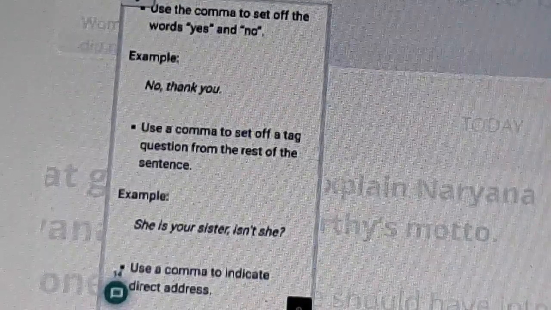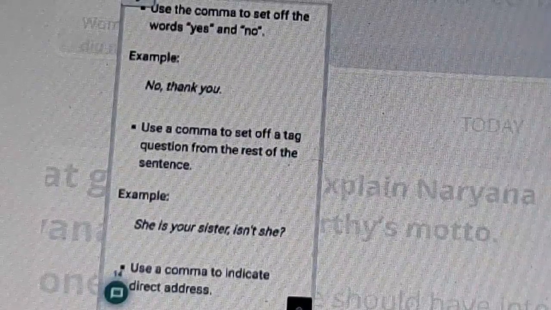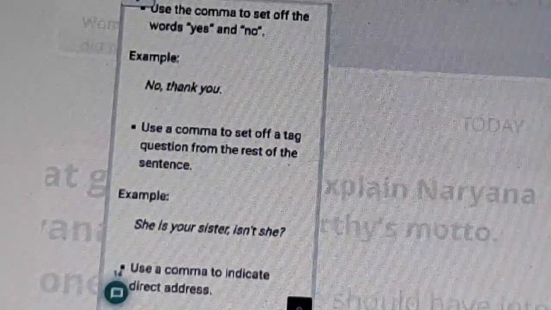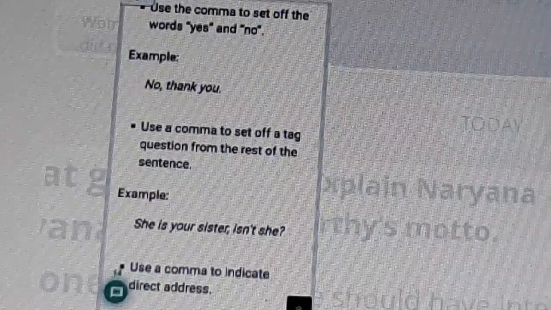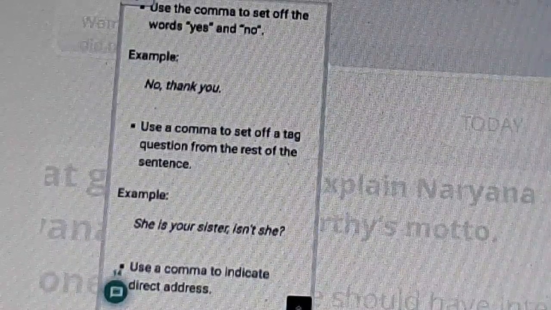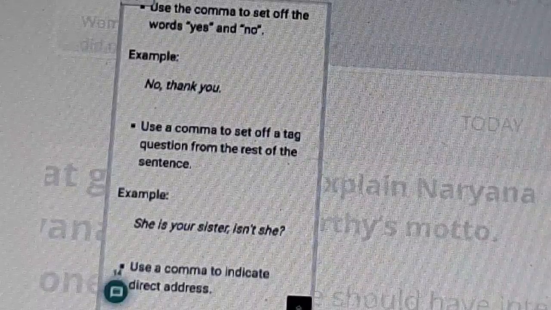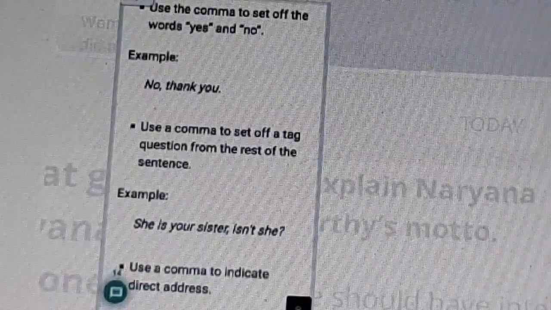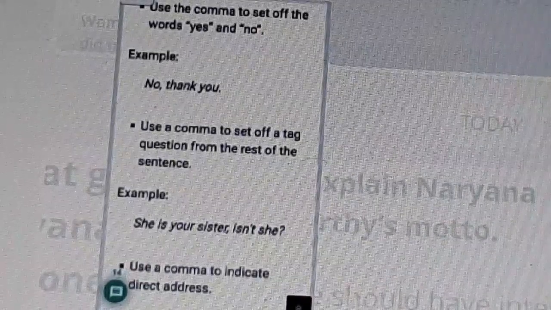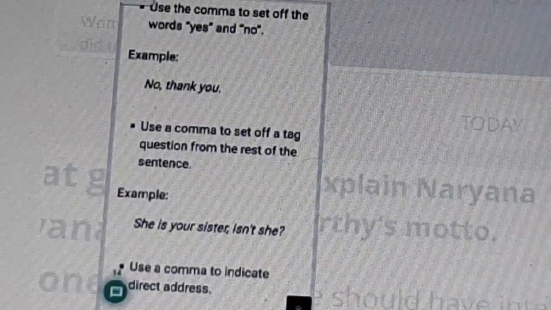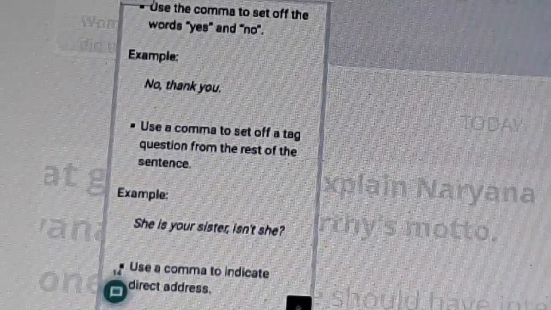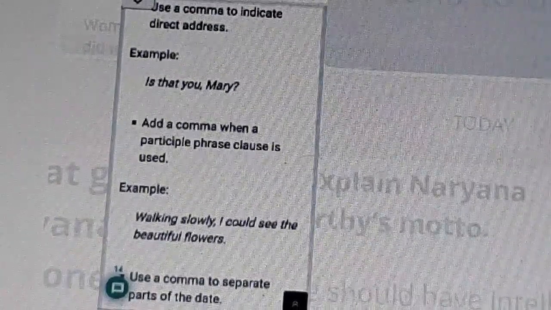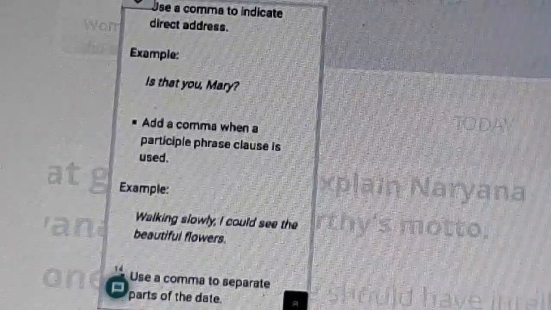Use a comma to set off the words yes or no. Example: No, thank you. After no we put a comma. After yes we put a comma. Use a comma to set off a tag question from the rest of the sentence. She is your sister, isn't she? To separate the question tag and the sentence, we put a comma there. Use a comma to indicate direct address. Example: Is that you, Mary?